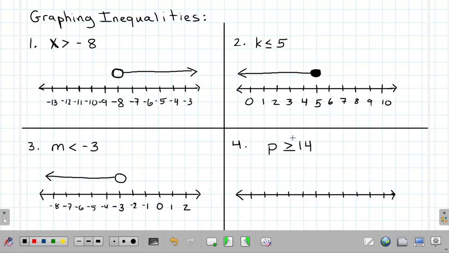Okay. Number 4, exact same thing. Start off in the middle with 14. Then to the right, you have 15, 16, 17, 18, 19. To the left, you have 13, 12, 11, 10, 9, and so on. So we ask, can p be equal to 14? Well, in this case, yes, it can be. So we're going to use a closed circle. And then the direction where all the numbers are bigger than 14 is to the right.